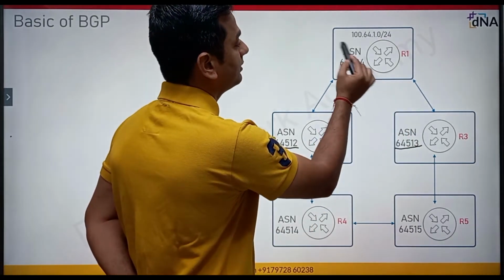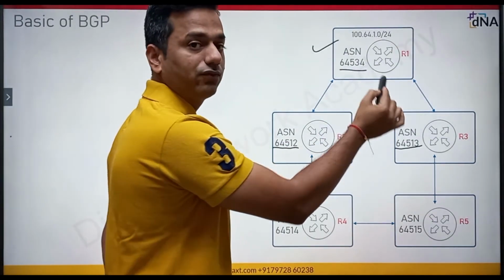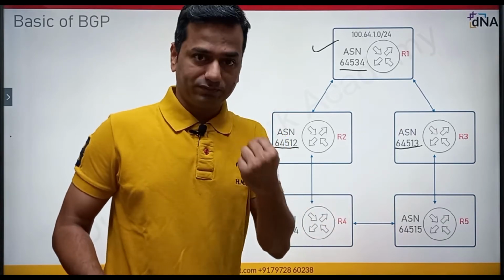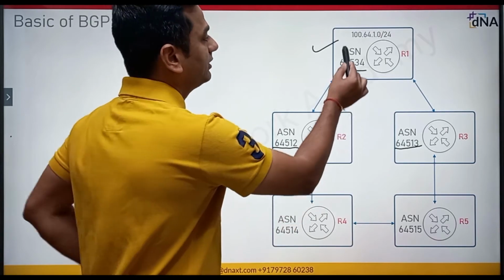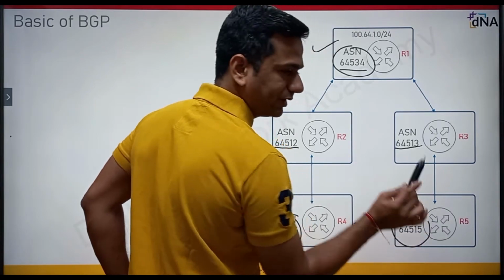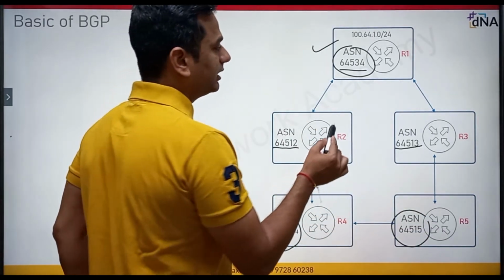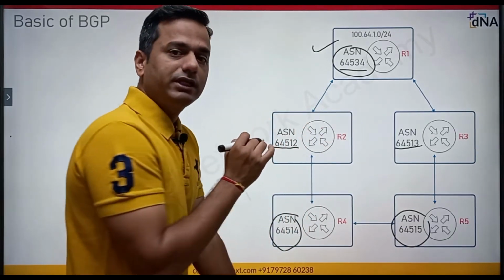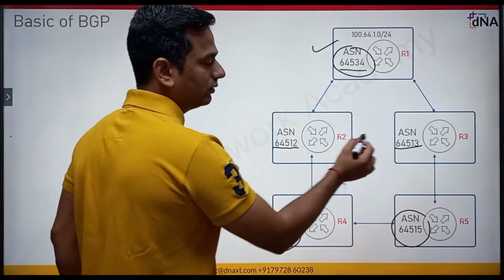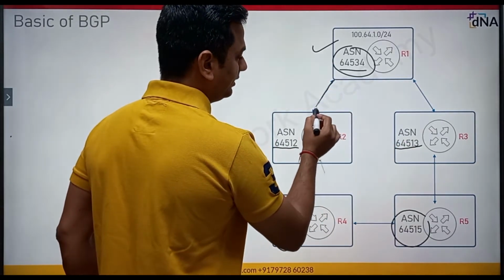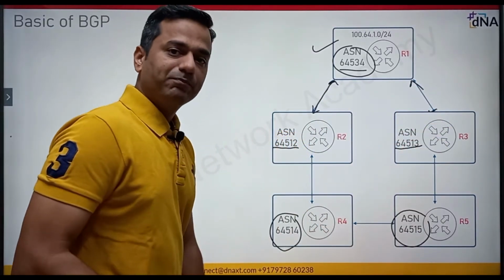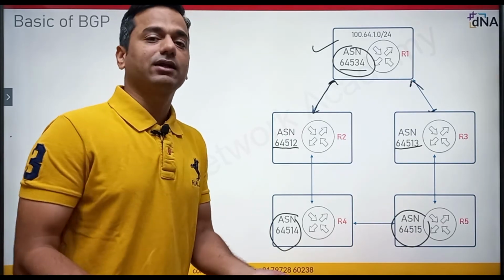So for this 64534, how many neighboring AS does it have? It has two, right? Two neighboring AS. For this, we cannot say these two are neighboring AS. No, we cannot, right? Because the BGP neighborship between 64534 and 512 and 513 is directly connected. Correct?